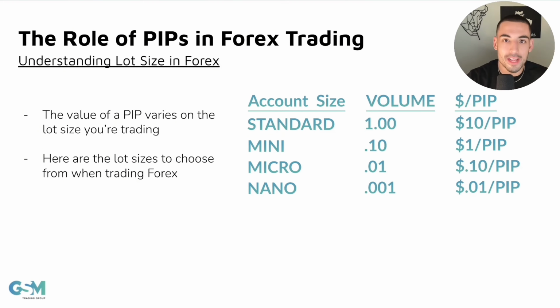So let's take a look at lot sizes in Forex. On the right-hand side, you could see all the different types of lot sizes that we trade in the foreign exchange market, starting from nano and working our way up to standard. Now, a standard lot size is represented as 1.00 on the MetaTrader 4 app, and we'll get into that later in this presentation. And this also represents $10 per pip movement. But if you're trading smaller lot sizes like mini, micro, or even nano, the pip value steadily decreases accordingly.